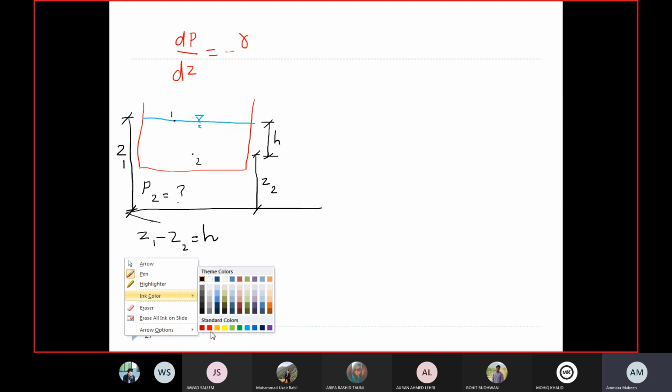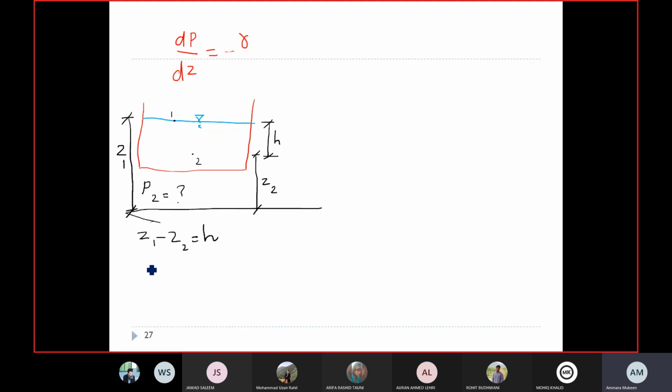So this equation can be written like this: P2 minus P1 over Z2 minus Z1 is equal to minus gamma. So further, P2 is to be estimated, and P1, what about P1? The point 1 is exposed to atmosphere, and we say that gauge pressure on the free surface is 0.